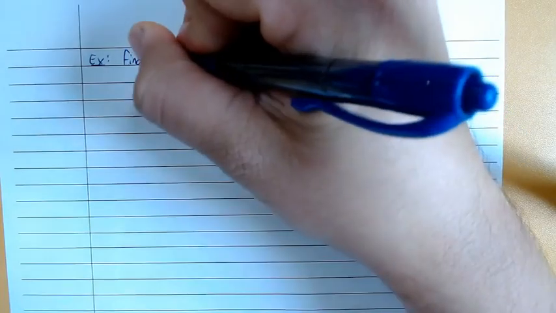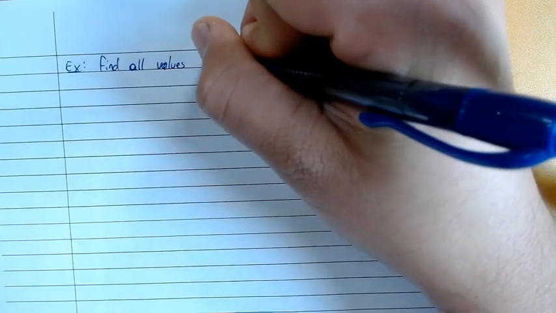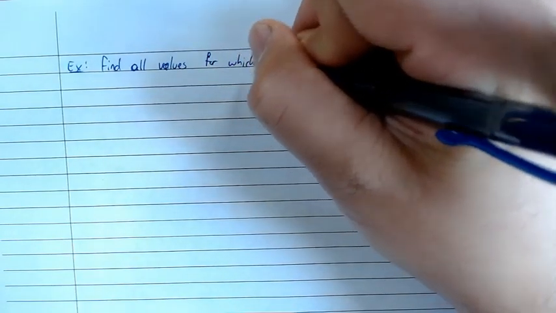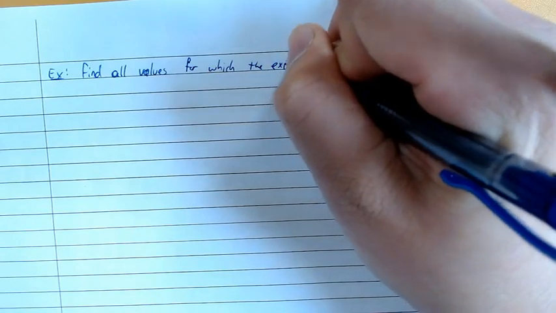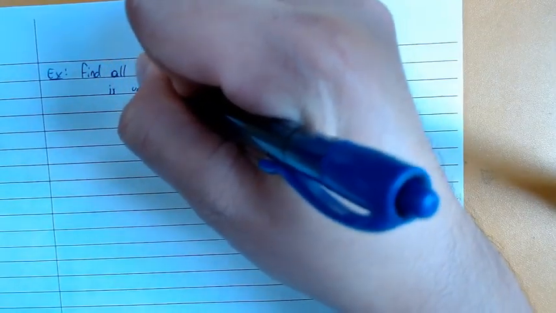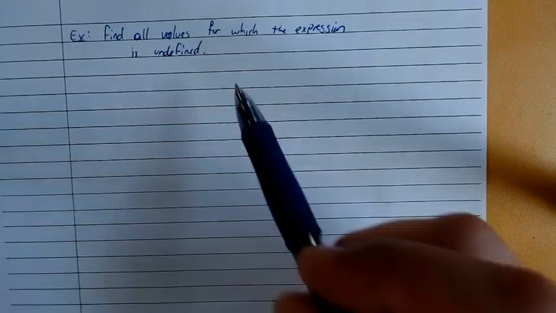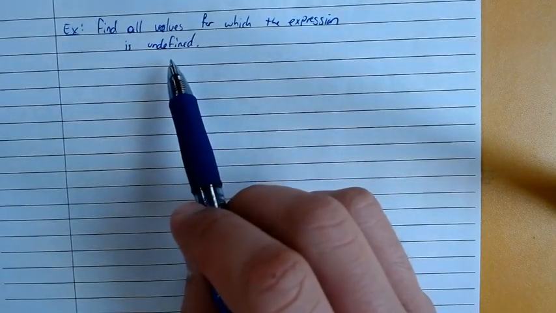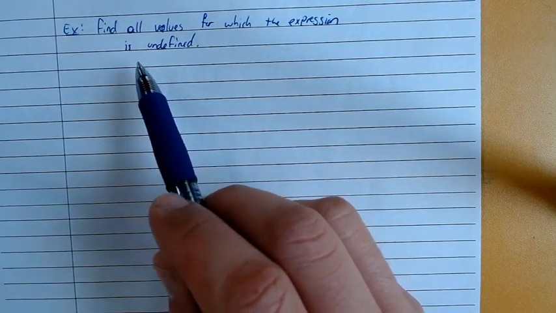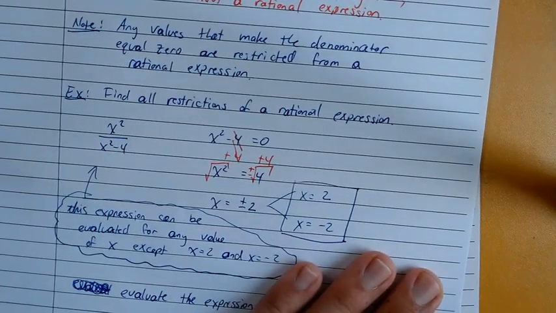And we're going to do two things with it. We're going to find all values for which the expression is undefined. This is another way of saying this. We're finding all restrictions. We're finding the values for which it's undefined. Those mean the same thing. We're going to find what values are restricted, which ones we can't use. Why are they restricted? Why can't we use them? Oh, because the expression would be undefined. So these are exactly the same question. We're doing the same process.